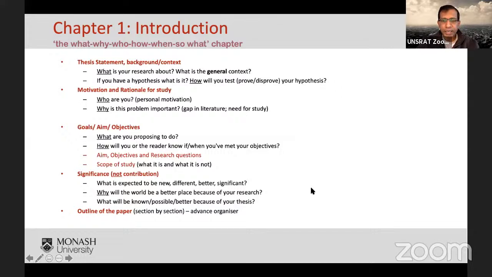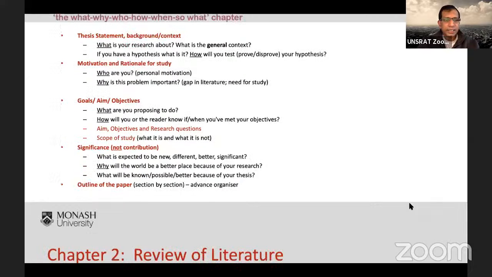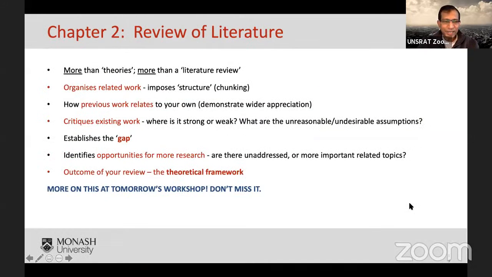So this is the introduction. Next is the review of literature. Just ignore "tomorrow's workshop" because we don't have a workshop tomorrow, but maybe we can talk about the literature review. If you ask me to do another workshop, I would be happy to do it again. Donald and Maya, maybe we'll leave it for another time, but this is the literature review.